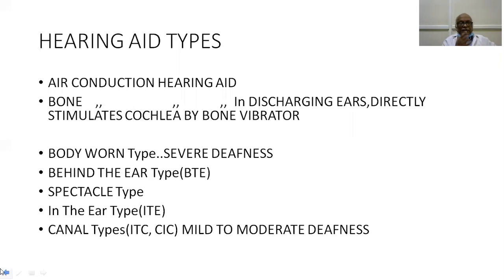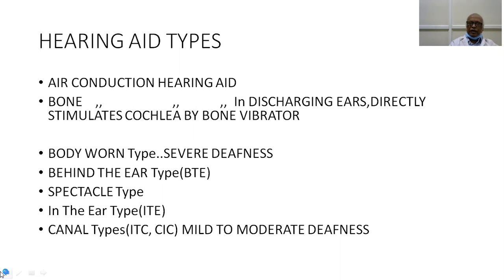Now, the second variety is the behind the ear type. This is very commonly used nowadays. The hearing aid will be put just behind the pinna, and there is a small tubing running from the ear to the external canal, wherein the ear mold will be there and the sounds are presented to the external canal. This is very popular now. This is called BTE, that is, behind the ear type.